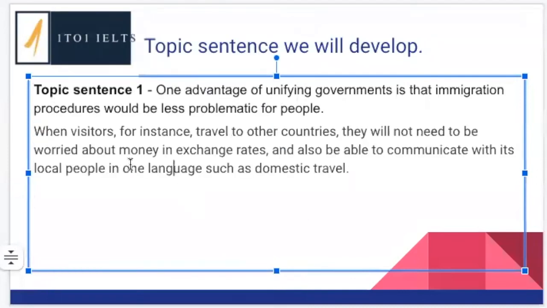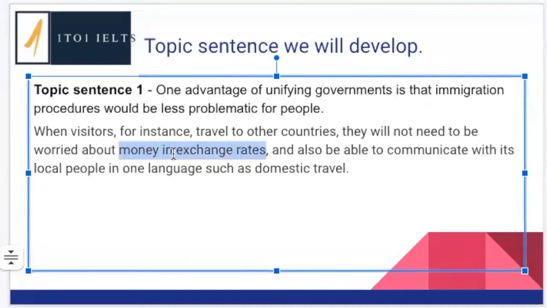Okay, when visitors, for instance, travel to other countries, they will not need to be worried about money in exchange rates, and also be able to communicate with local people in one language, such as domestic travel. Okay, so first off, we're going to fix some language issues, and then we're going to see how relevant it is. So when visitors, for instance, travel to other countries, they will not need to be worried about money in exchange rates.